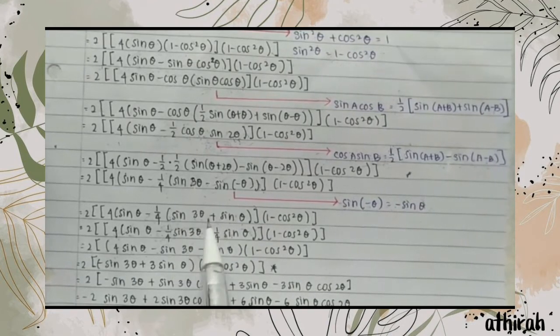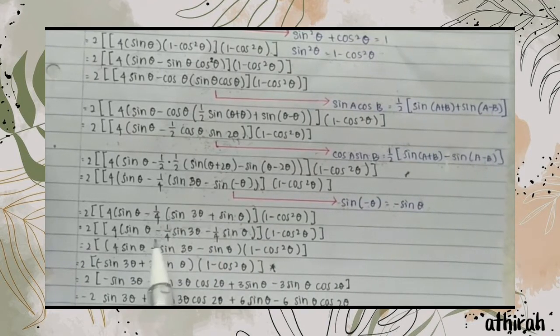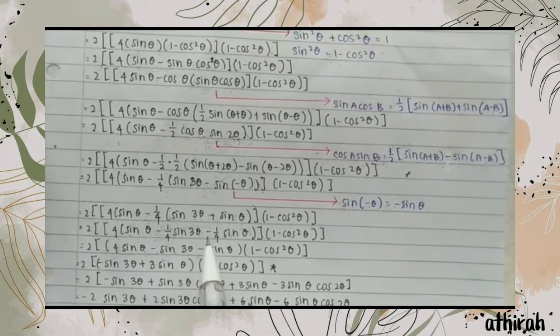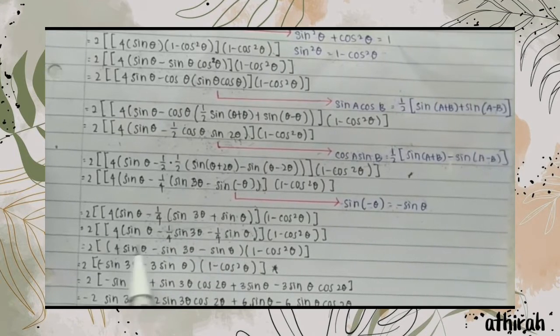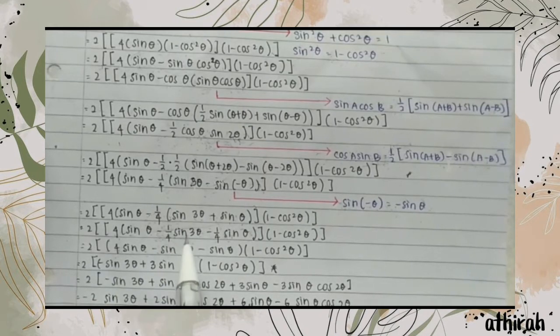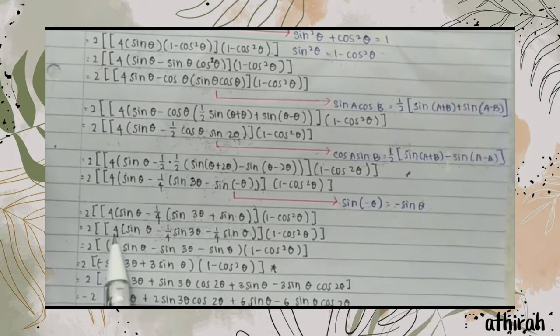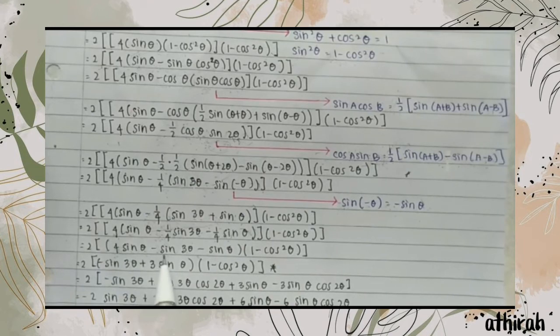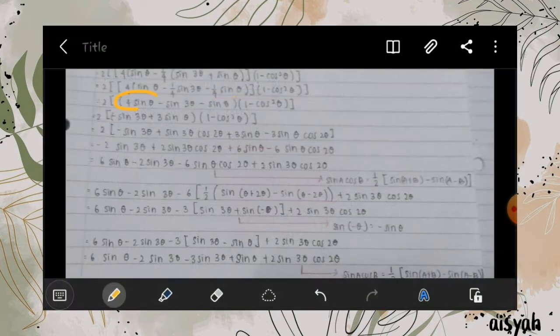We multiply sin 3 theta plus sin theta with negative 1 over 4. We got negative 1 over 4 sin 3 theta minus 1 over 4 sin theta. After that, we multiply it with 4. And we got 4 sin theta minus sin 3 theta minus sin theta. Negative sin theta, we will get 3 sin theta. And negative sin 3 theta, we will put at front.